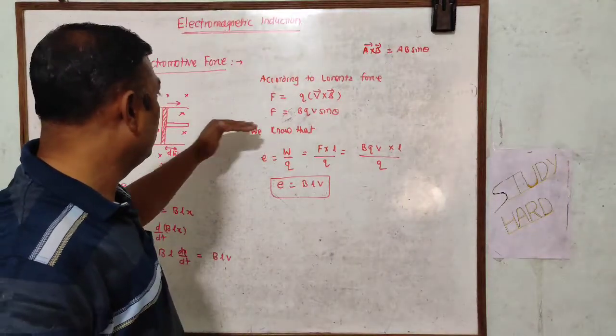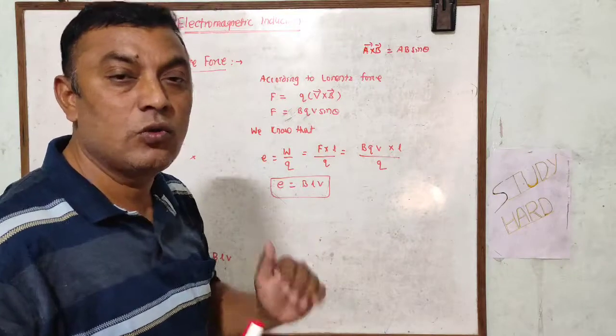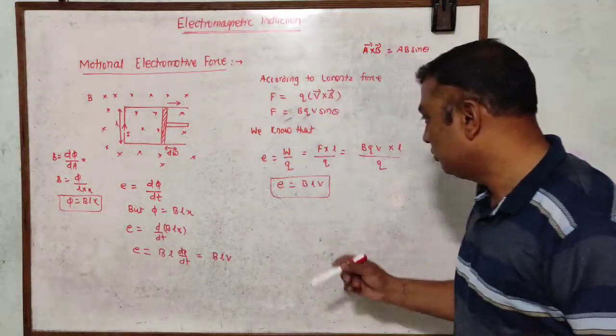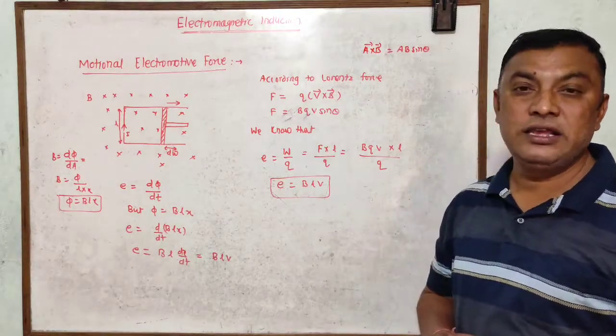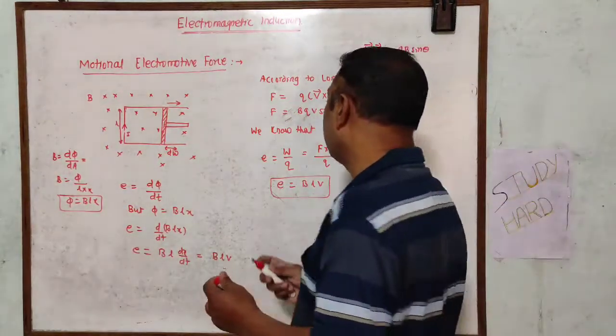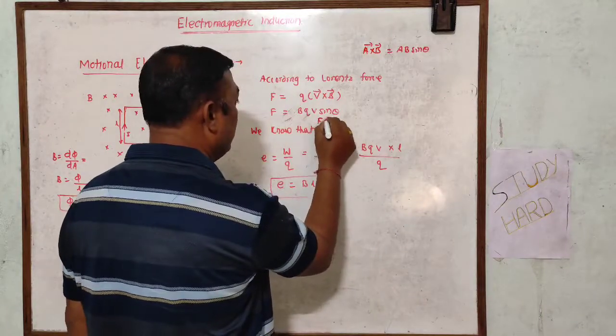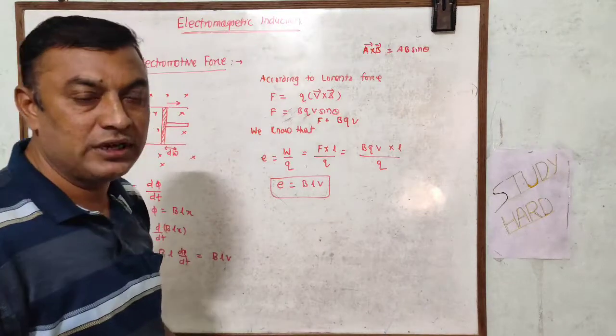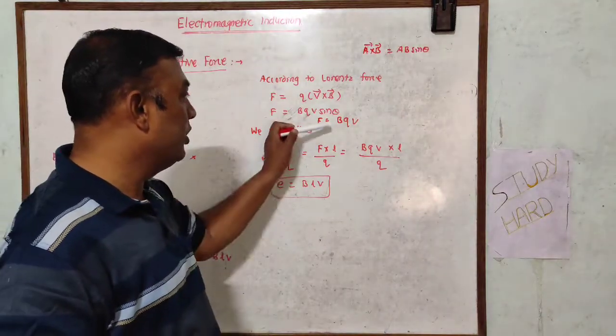But here we are keeping the coil perpendicular to the direction of magnetic field. So sine 90 is equal to 1. So we can write the simple formula F is equal to B Q v.